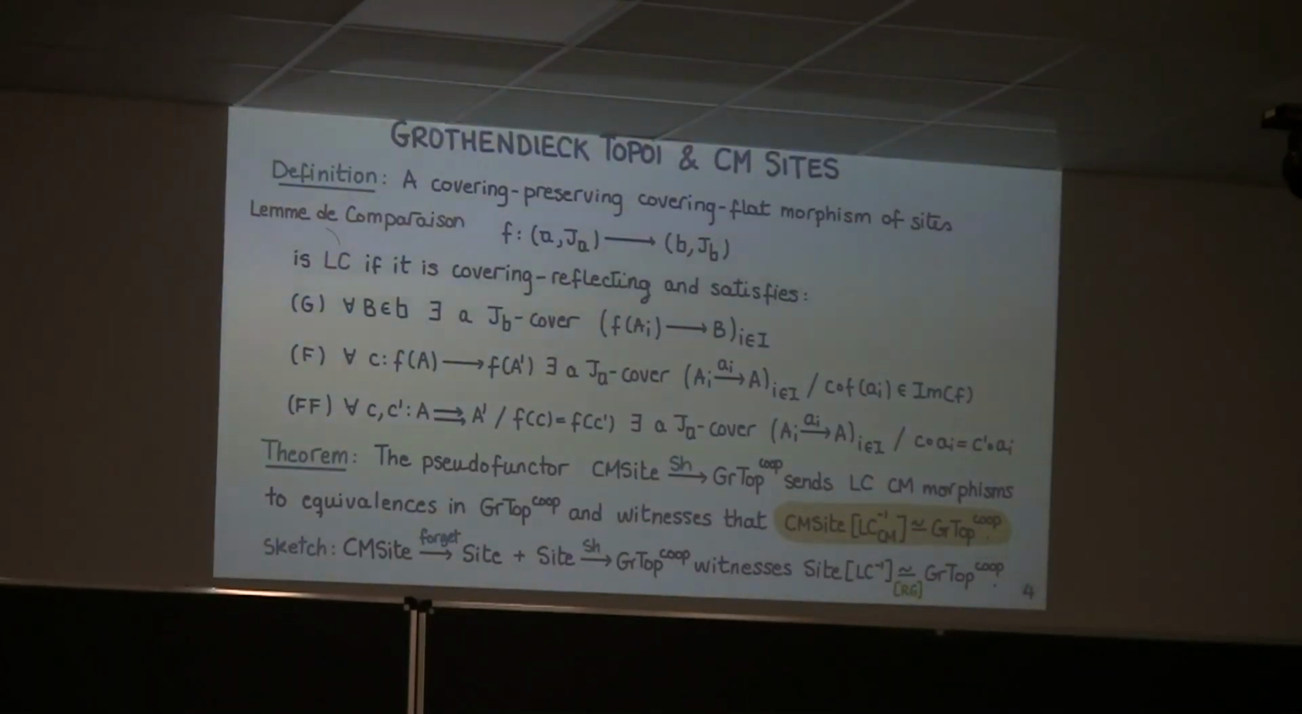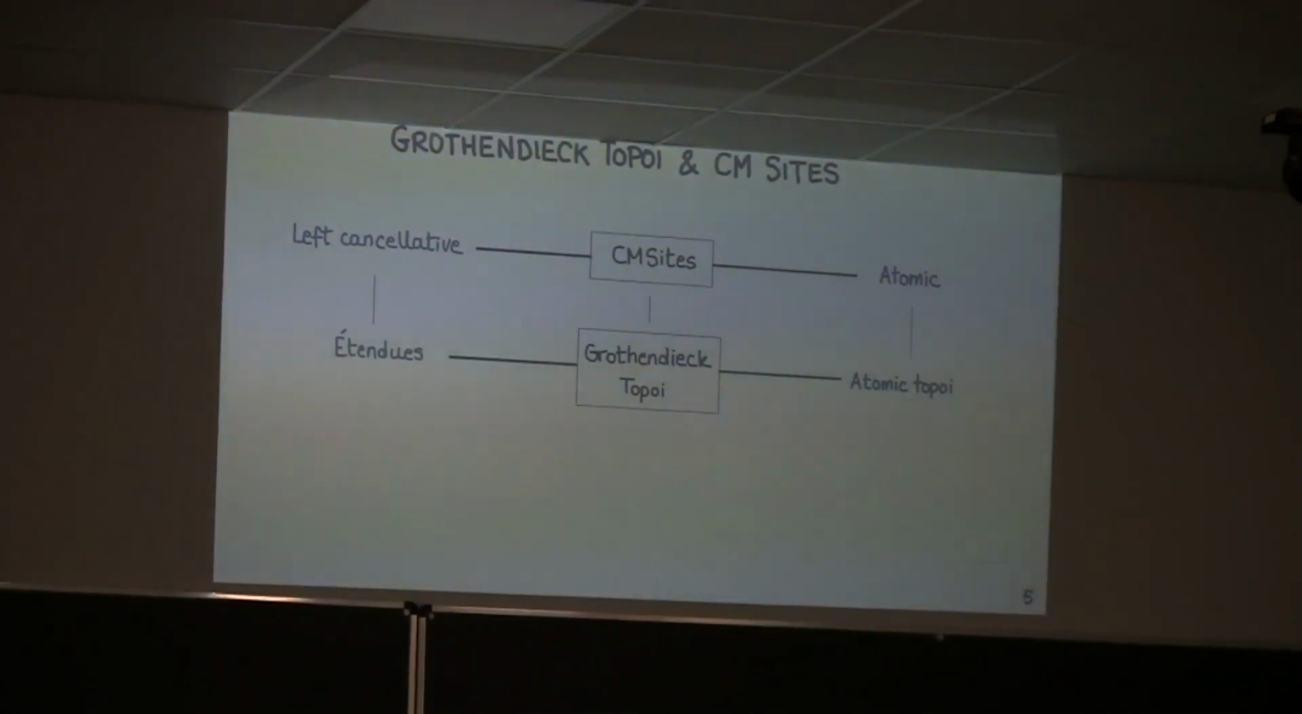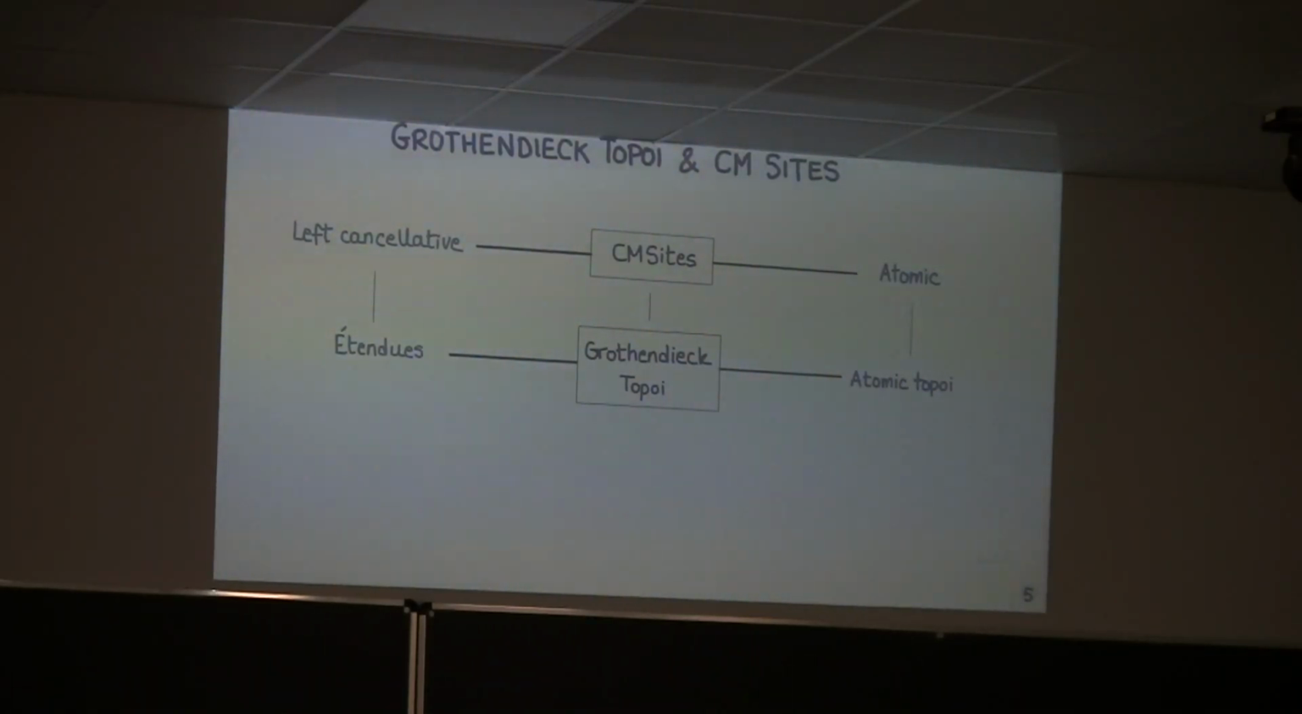Okay. And so we do have that these covering monoids allow us to recover two-categorically the category of Grothendieck topoi. And so we have more or less this picture. On one hand, we have the left cancellative sites, which are, as we saw, a subclass of covered monoids. On the other end of the spectrum, we have the atomic guys. We know that left cancellative sites give us étendues, atomic sites give atomic topoi, and we know they present all Grothendieck topoi.